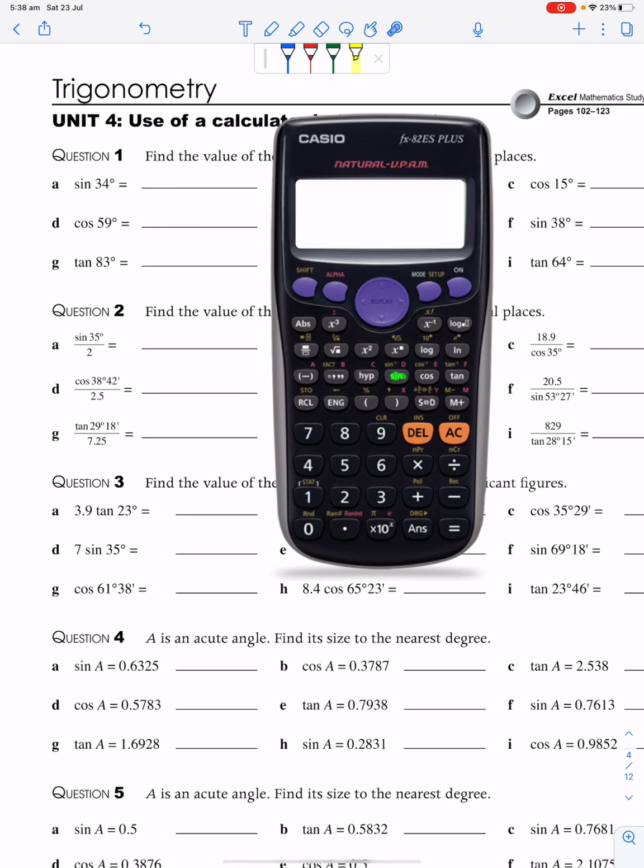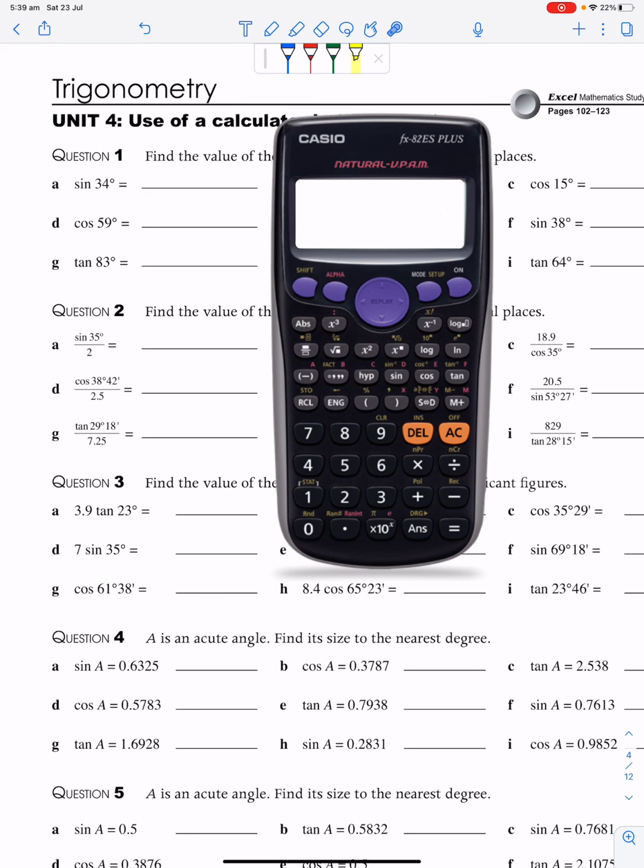Question 1. Sine 34 degrees. You're going to press sine, and then you're going to press 34. Now, you can press this degrees button, but you don't need to. Okay? So just press sine 34 degrees equals. If your calculator opens up a bracket, you must close the bracket for that to work. The next one, cos 59 degrees. You're going to press cos 59 equals, and that's it. The one after that, tan 83. You're going to press tan 83, and then you're going to press the equals button.